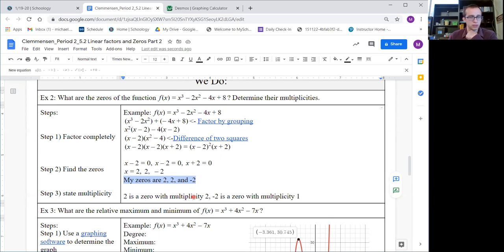multiplicity. So since I have two 2's, I'm going to say it has multiplicity 2. Since there's only one negative 2, I say multiplicity 1.